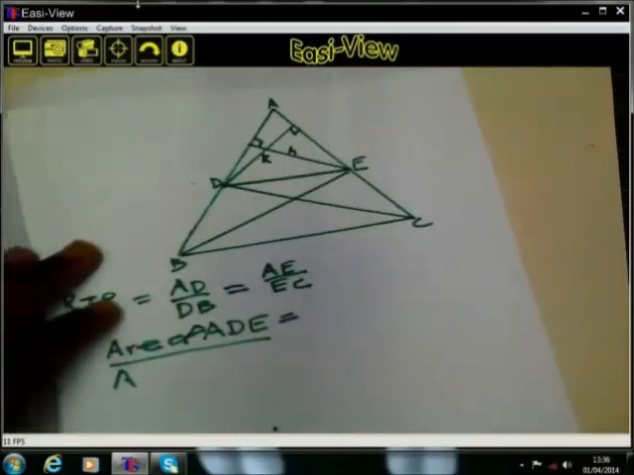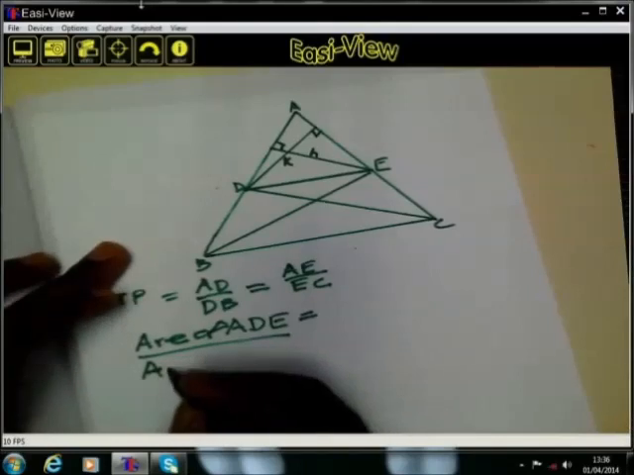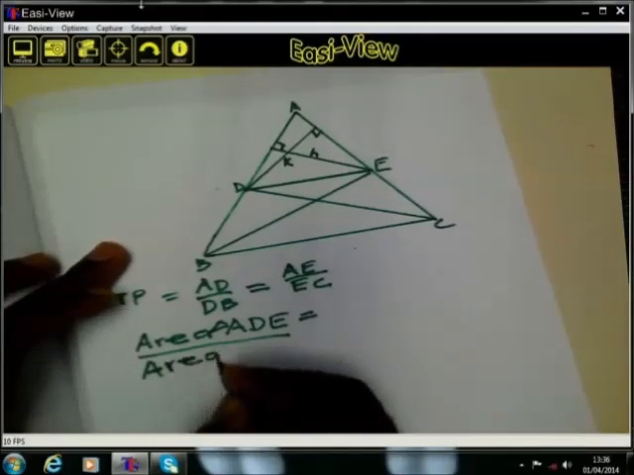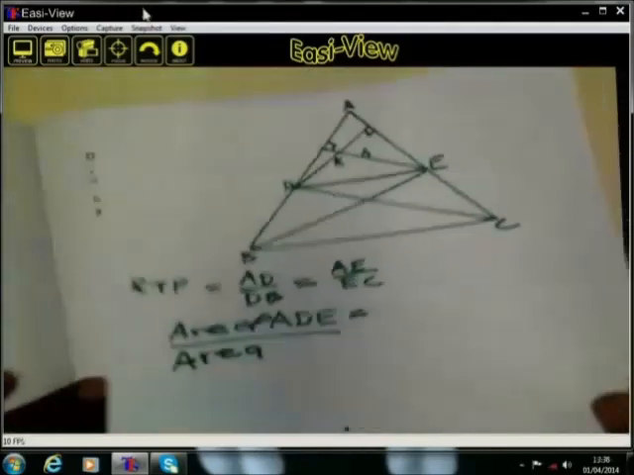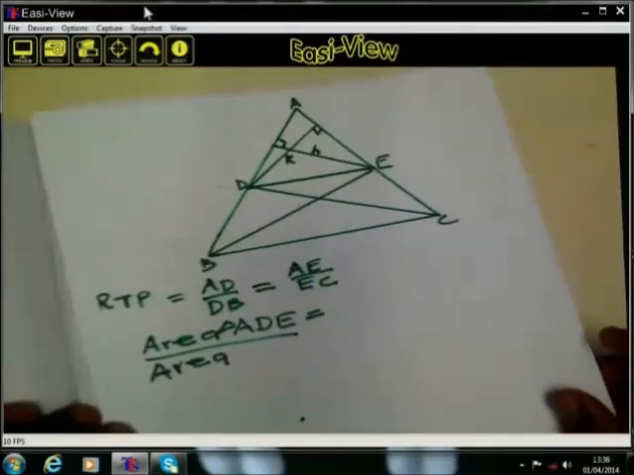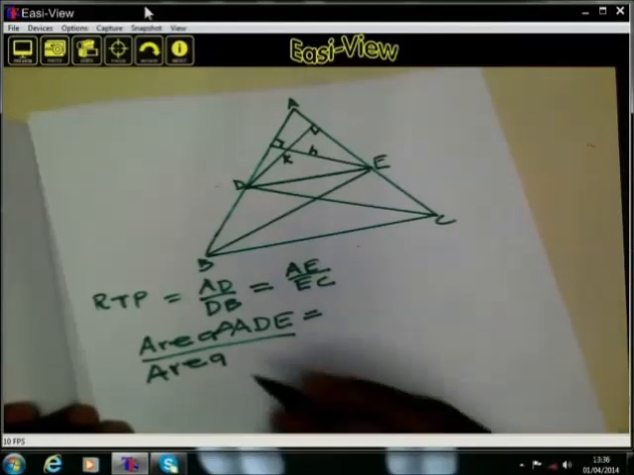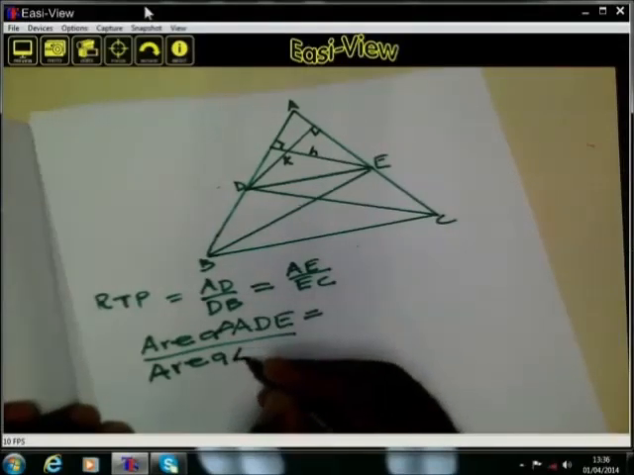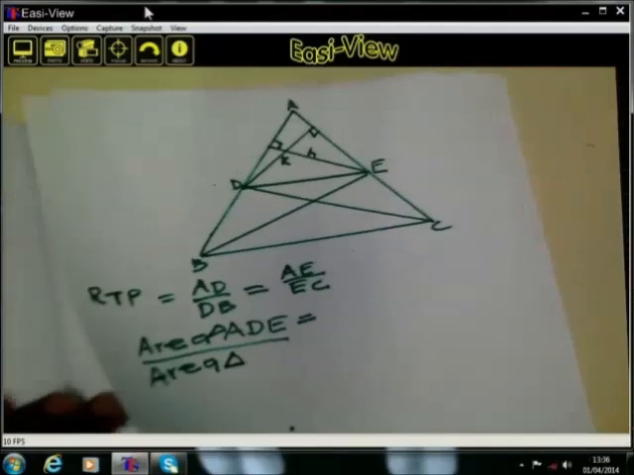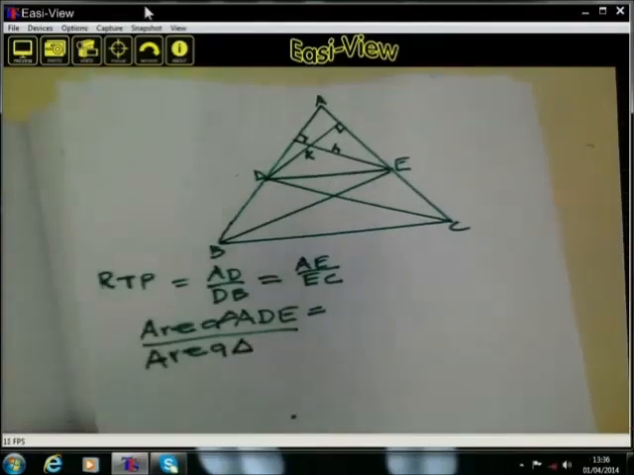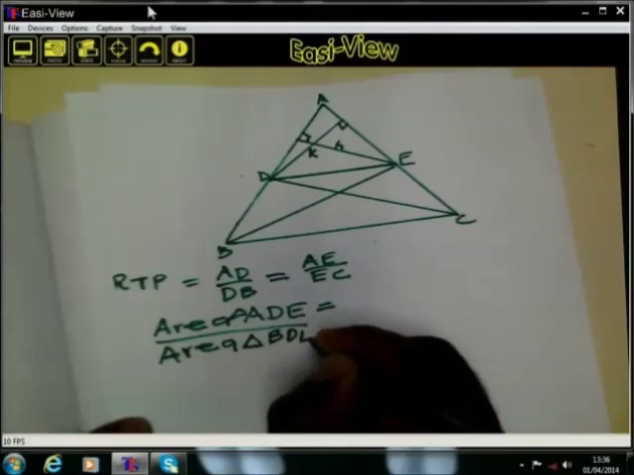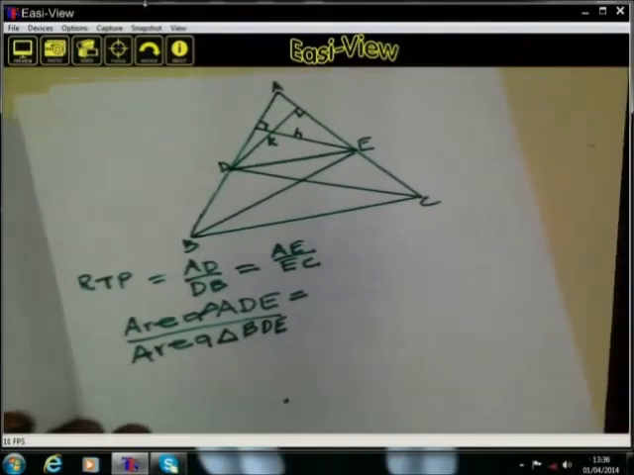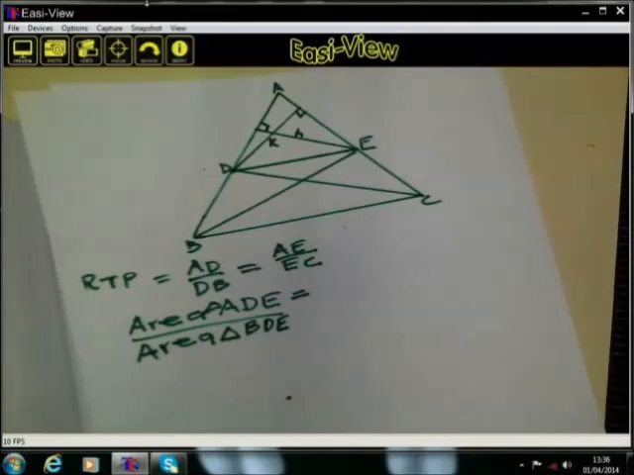However, this is how we are going to do it. We say area of triangle ADE over area of triangle BDE. Then it means you must come up with definitions of these triangles.